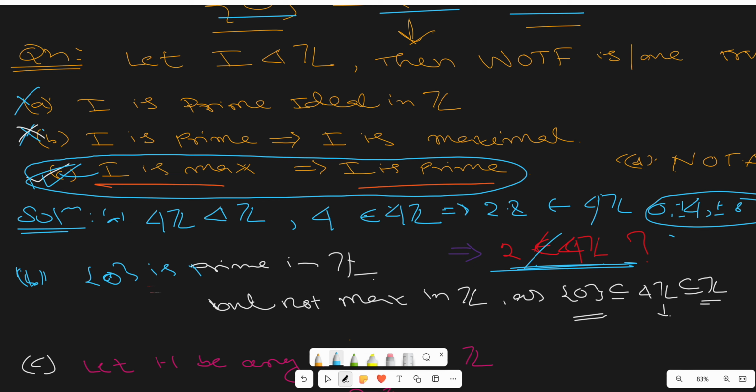So all the maximal ideals of Z are prime ideals actually.